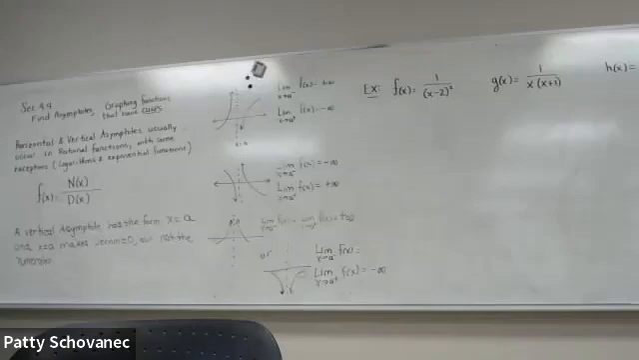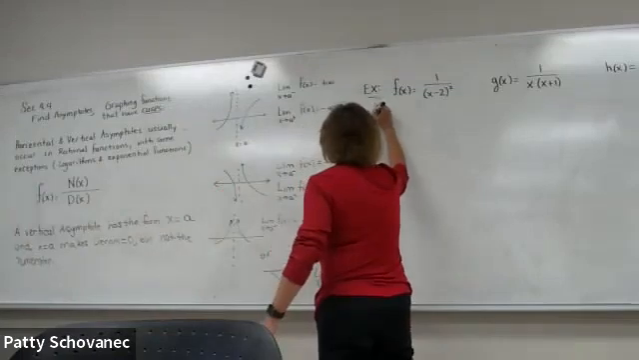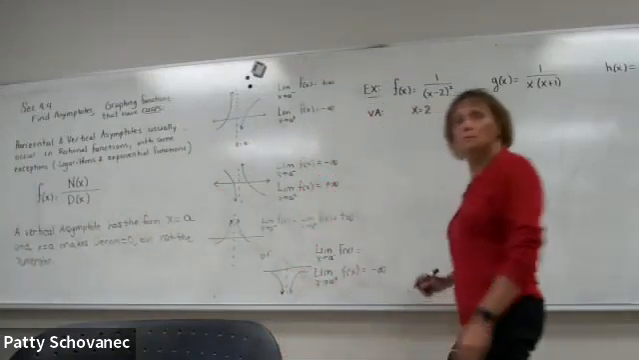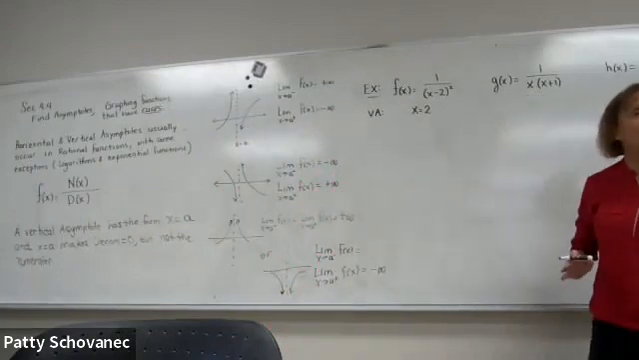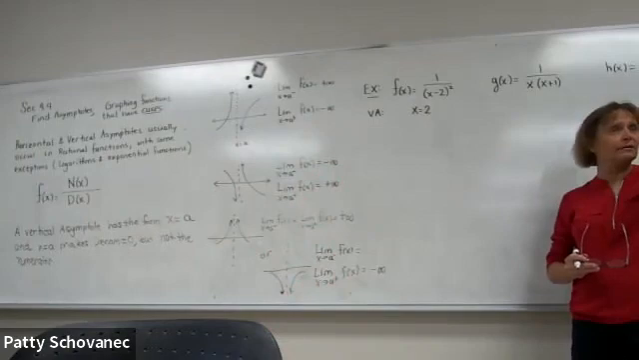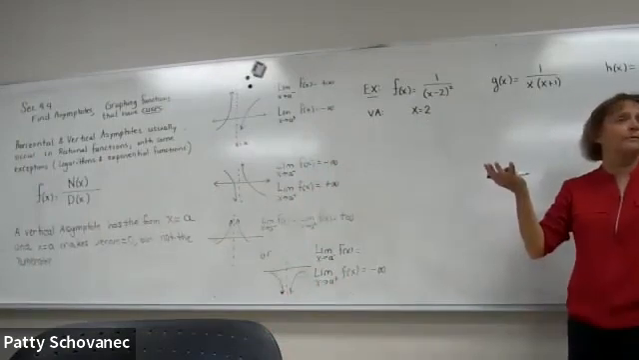So only the first two examples, F and G, have vertical asymptotes. They have denominators that can become 0. The numerators are constant, so they're never 0. This one has a vertical asymptote when x is equal to 2. It's an equation of a line. It's not a point. X is equal to 2 is that vertical line. Because when I put a 2 in here, I get a 0 on the bottom.